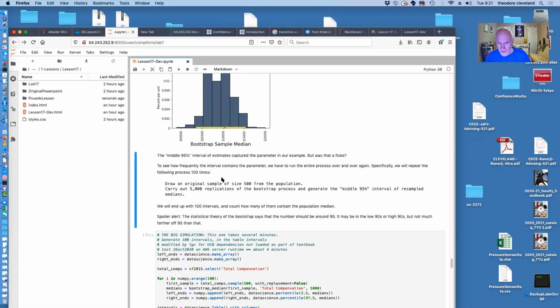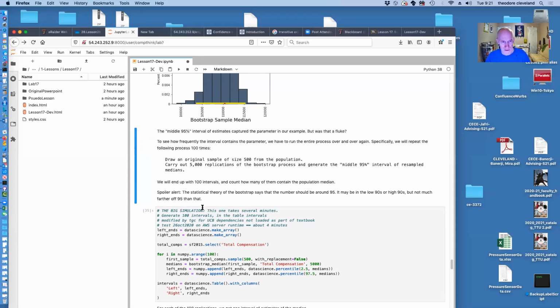To see how frequently the interval contains the parameter, we have to run the entire process over and over again. Specifically, we're going to do the following 100 times. We're going to draw an original sample size of 500 from the population. We'll carry out 5,000 replications of the bootstrap process and generate the middle 95 percentile. And what we'll end up with is 100 intervals. And then we're going to count how many of them contain the population median.